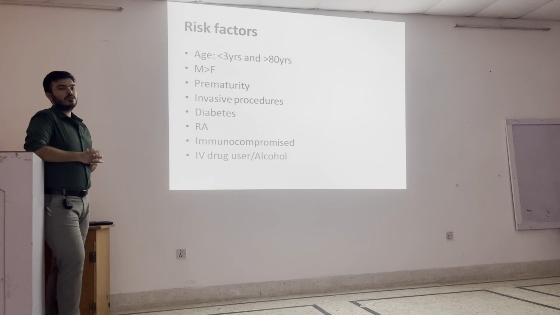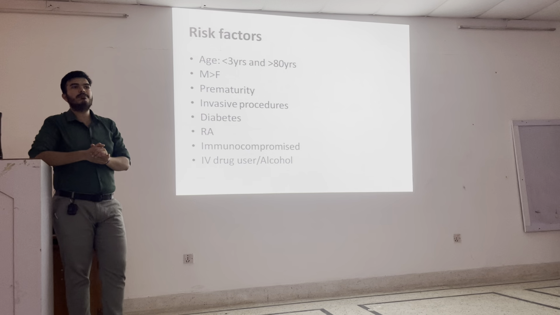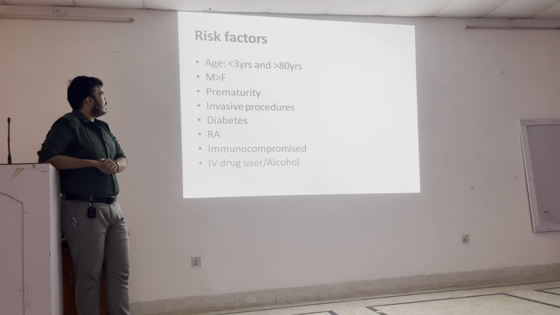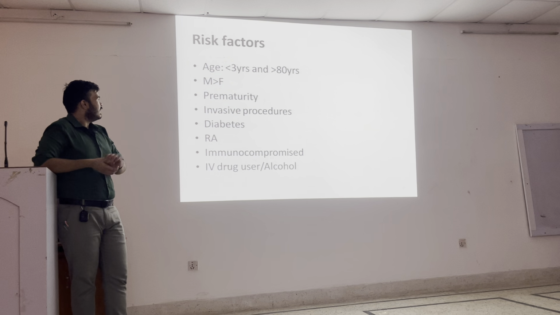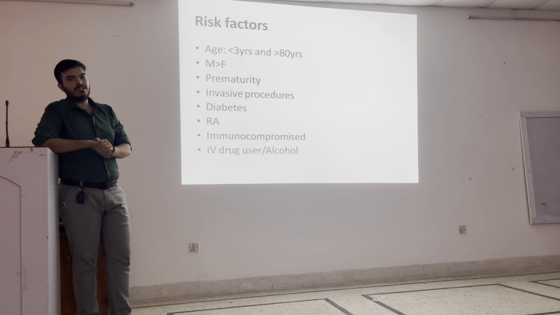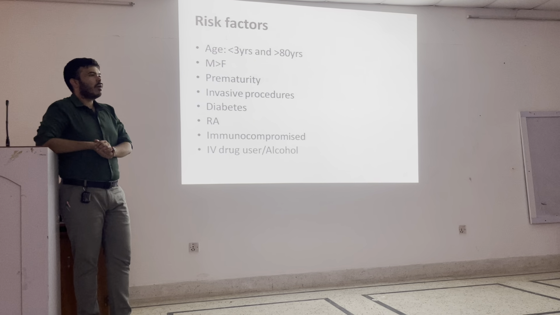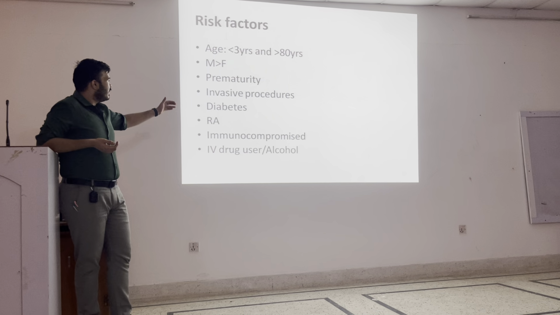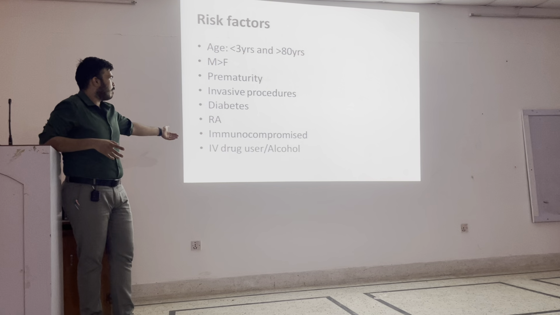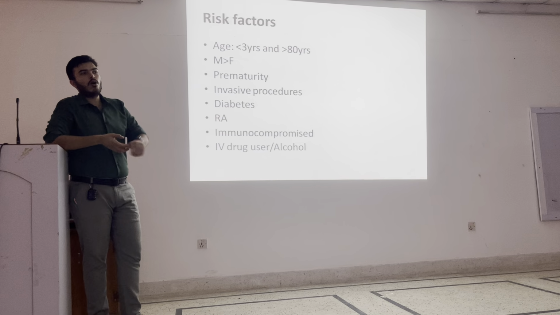So I already told you that it's more common in children less than 3 years and more than 80 years, because it's an immunocompromised state. It's more common in males than females. It's more common in prematurity. It's more common due to invasive procedures. I already told you about the intra-articular injections that you use in the case of rheumatoid arthritis or osteoarthritis or any kind of pain in the joints, right? Diabetes is itself an immunocompromised state. Rheumatoid arthritis, immunocompromised, IV drug abusers, alcohol. All the risk factors are basically of osteomyelitis.